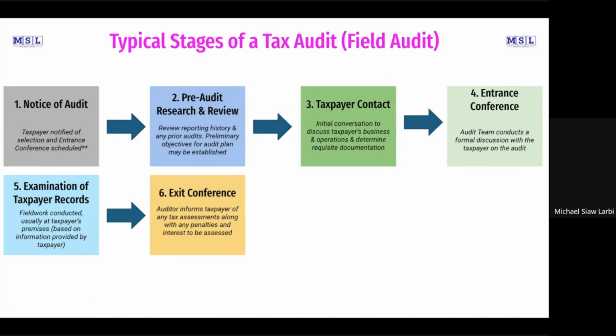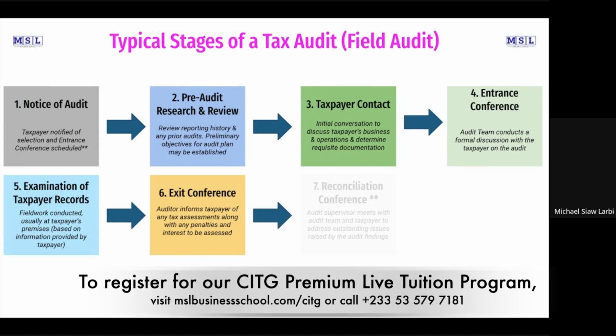So remember, the exit conference comes next. Then in some cases, there is an asterisk here because we don't always have a reconciliation conference. But should a taxpayer provide additional information, it is possible for the audit supervisor to meet with the team and the taxpayer to address any outstanding issues raised by the audit findings. So here, you quickly go over any additional information presented to see if that amends or varies the initial assessment in any way. Do not forget again that at this point, the report is still not a final report. It's still in a draft format. So it is not technically a binding assessment, like we said.